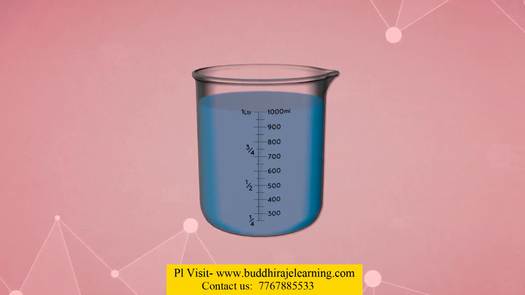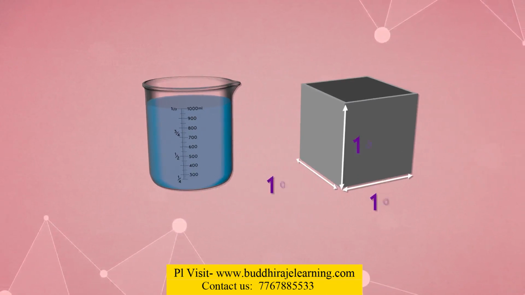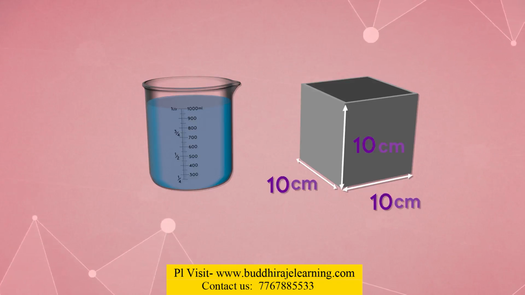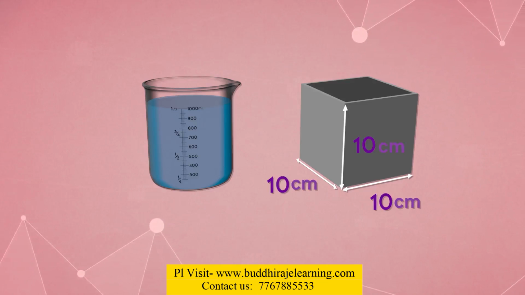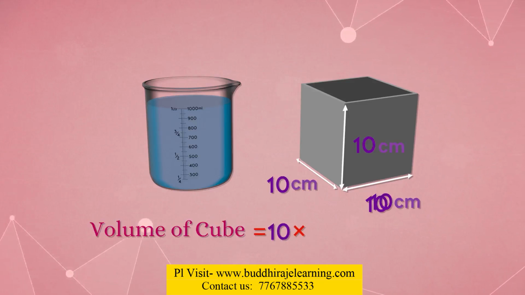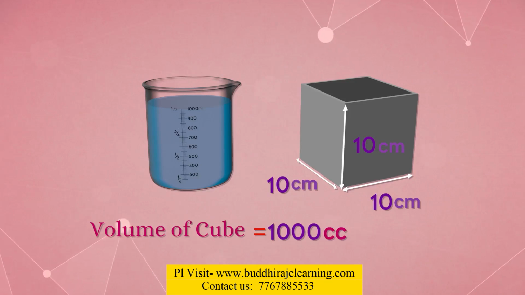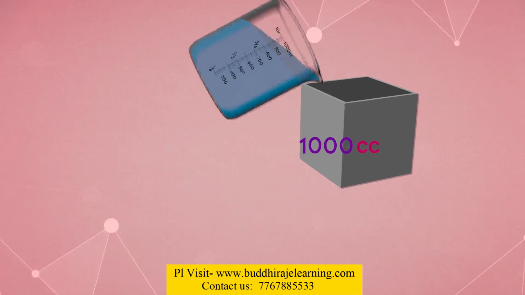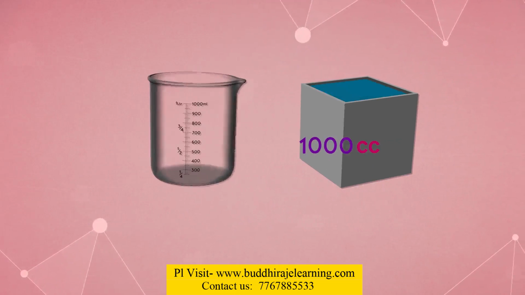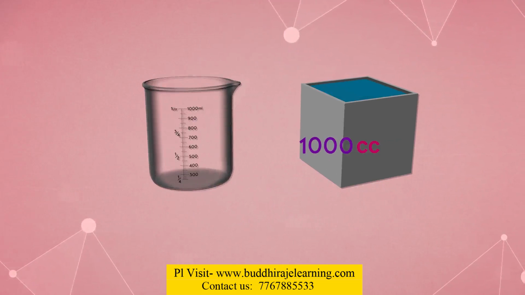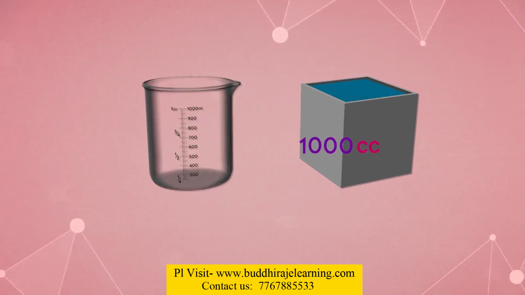Let us take an empty cube. Its side is 10 cm, as shown in the adjoining figure. Its volume is equal to 10 into 10 into 10, which is equal to 1000 cubic centimeters. Now let us fill the cube with water. The volume of water will also be 1000 cubic centimeters.